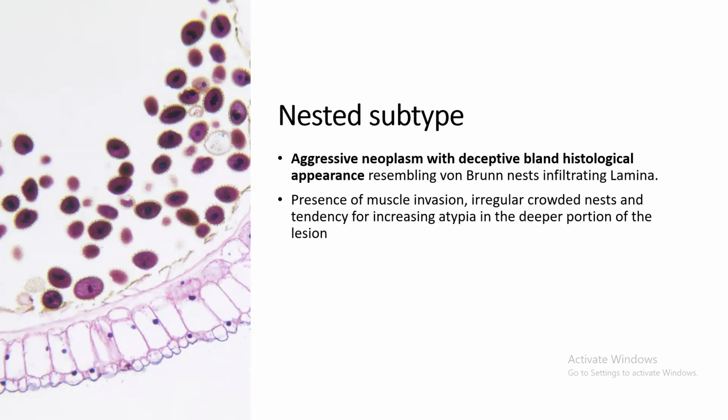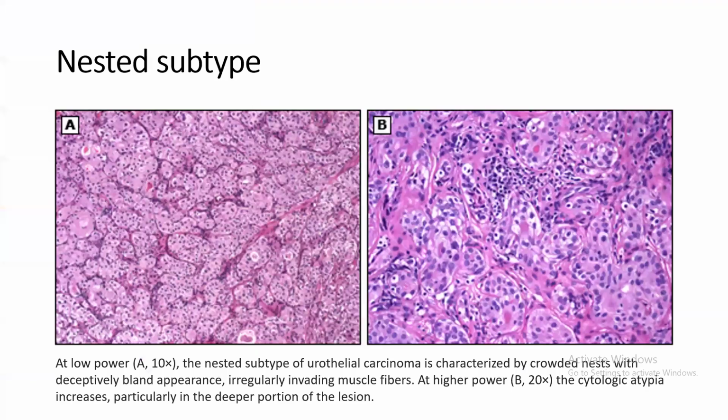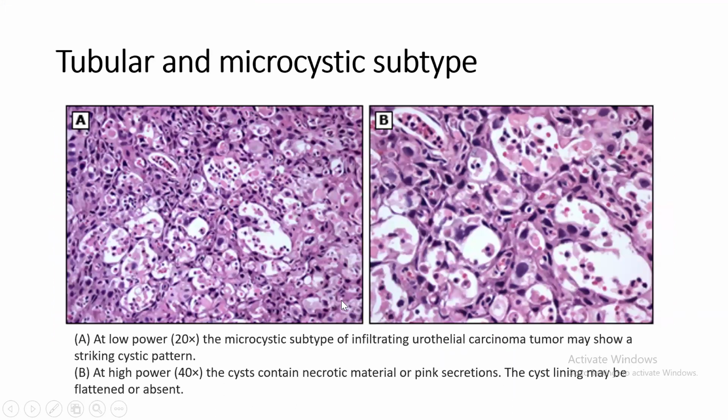First is the nested subtype. This nested subtype is an aggressive type of neoplasm, and it has a deceptively bland histological appearance. That's why it is important to recognize this entity, and it resembles von Brunn's nests when it infiltrates the lamina propria. This is the histological picture where you can see the nested appearance of this tumor. You can see the nuclear morphology. It is not a very high-grade nuclear morphology, but it is important to recognize this entity because of the prognostic significance.